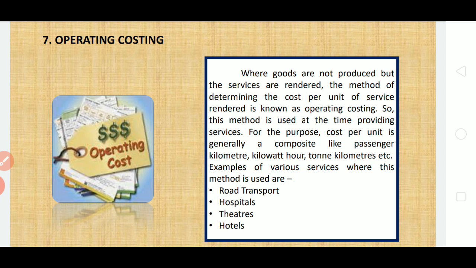When you provide any services, that means if you have a service organization, then at that time the operating costing method is used. So this method is used at the time of providing services. For example, cost per unit is generally a composite.